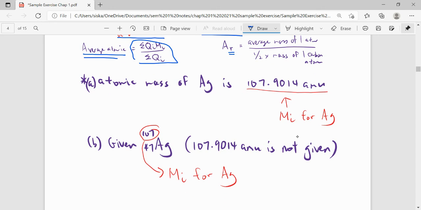Okay, if the question gives the atomic mass, 107.9014 amu, then this is the Mr, the mass for silver. If this information is not given, they only give you the symbol for isotopic notation, or they just tell you about silver, then you take the average atomic mass in the periodic table, or you take it from the isotopic notation. So that's all for this part. That's all I want to emphasize.